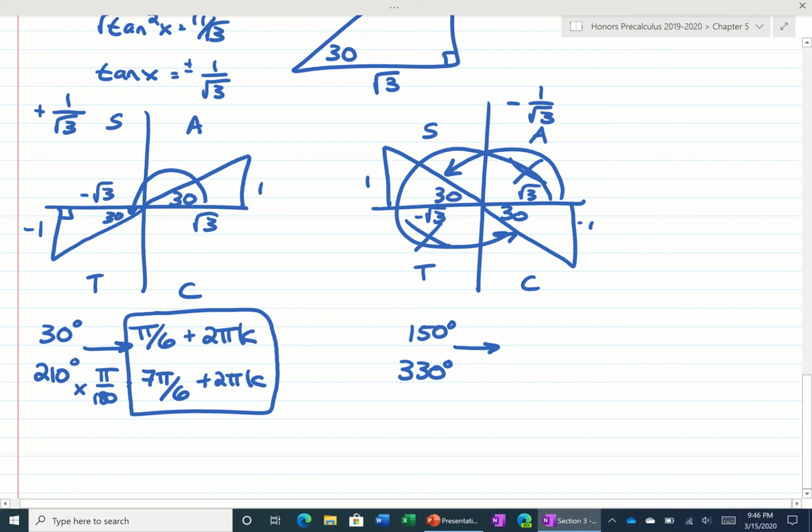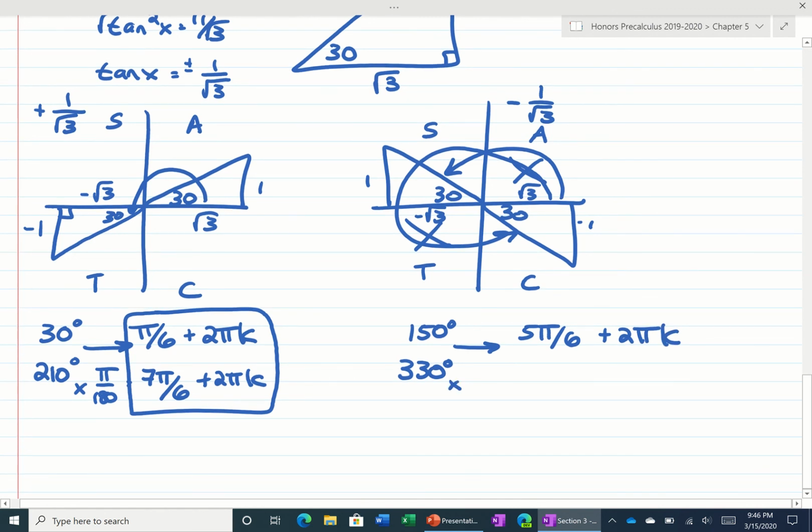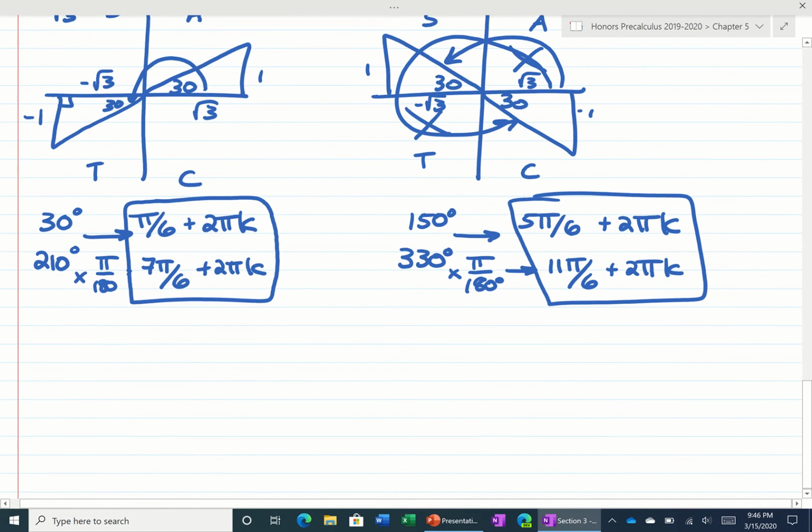So if we convert them to radians, 150 is the same thing as 5 pi over 6 plus 2 pi k, and 330 degrees, I just have to do that quickly here, so times pi over 180. So 330 over 180. My calculator is saying that that answer is 11 pi over 6 plus 2 pi k. Those would be the answers for this.